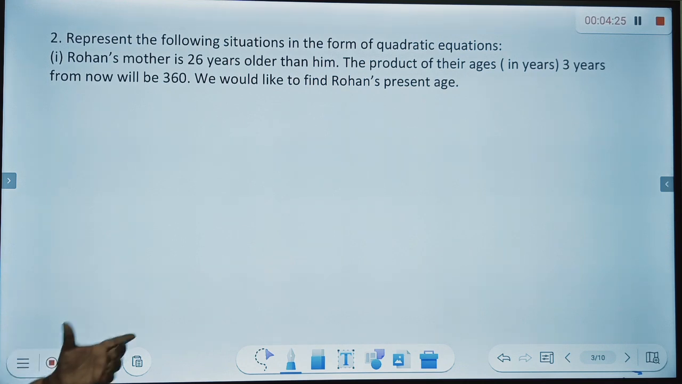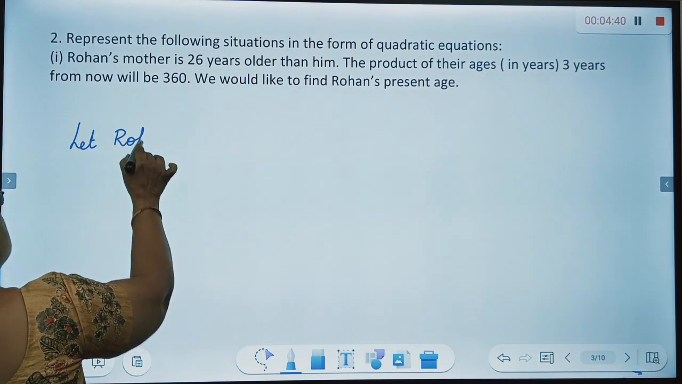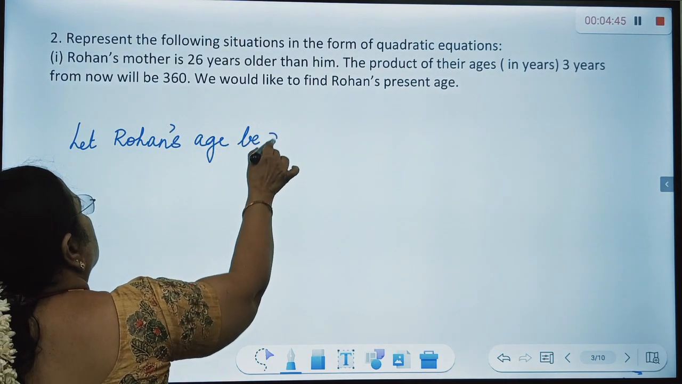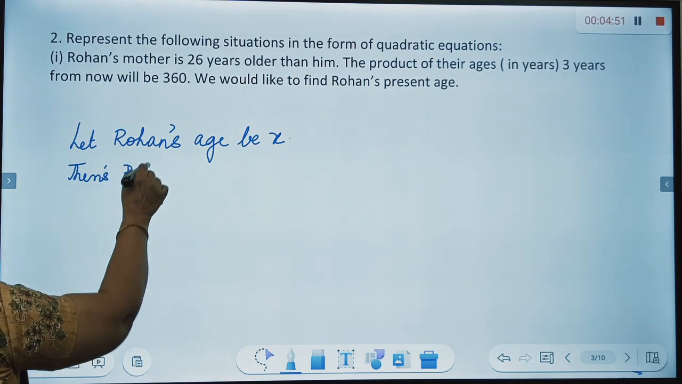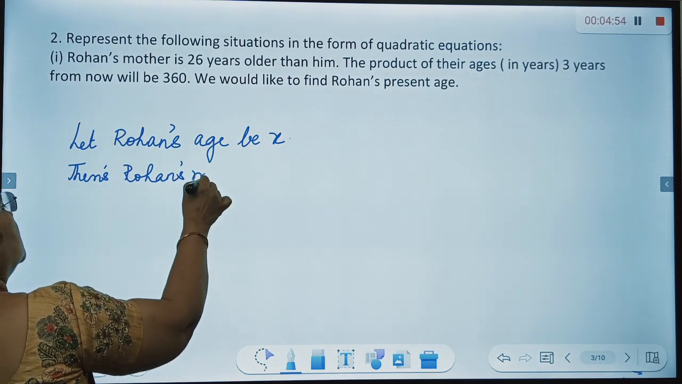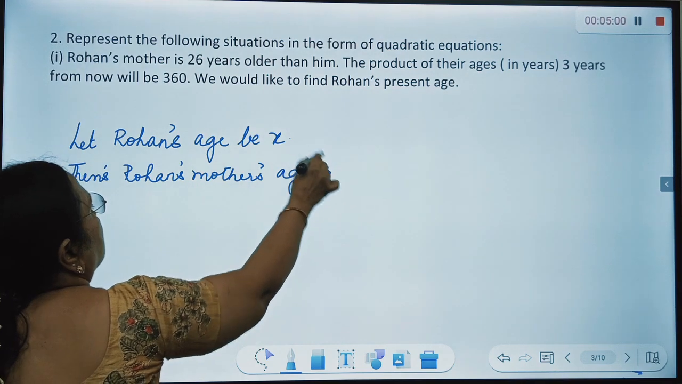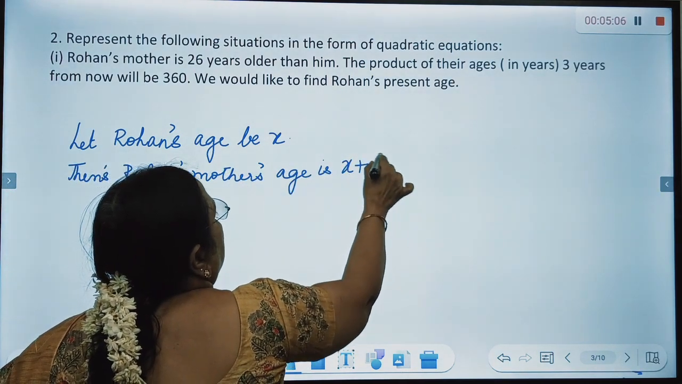Now you are given a situation, and you are going to express it in the form of a quadratic equation. Rohan's mother is 26 years older than him. So let Rohan's age be x. Then Rohan's mother's age is how much? Rohan's mother is 26 years older than him. So x plus 26.